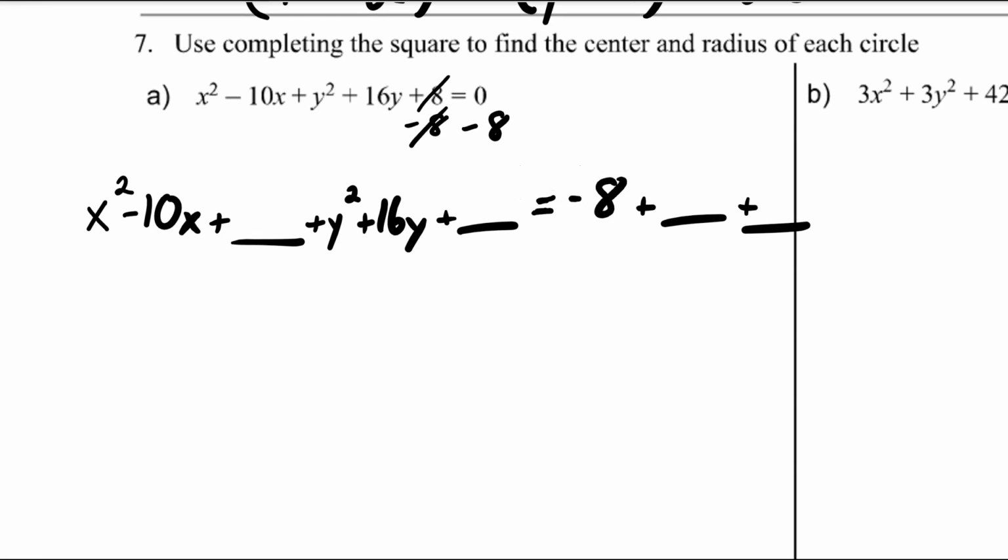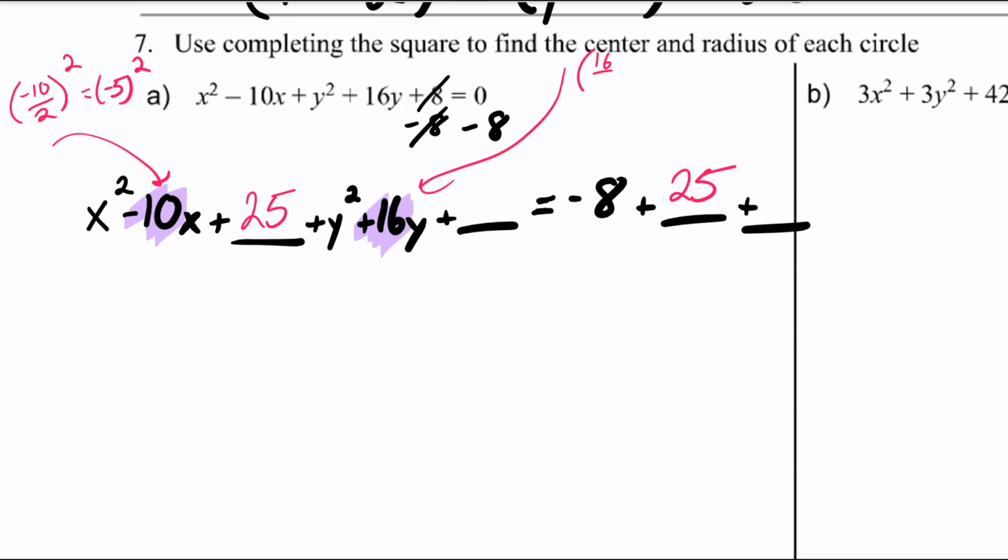And the process of completing the square goes like this. I'm going to look at what I'm going to call my b terms, or my linear terms here. You're going to take half of it, square it, and add it to both sides of the equal sign. So let's see, half of -10 is -5, and when I square -5, I get +25. If I add that to one side of the equal sign, I need to make sure to add that to the other side of the equal sign as well. And I could do the same thing for my y term. Half of 16 is 8, and 8 squared is 64. So that's what I'm going to add here, and that's what I'm going to add here.